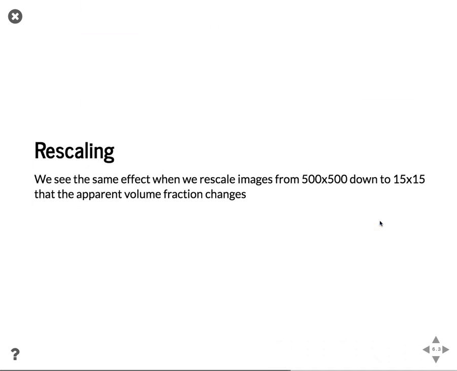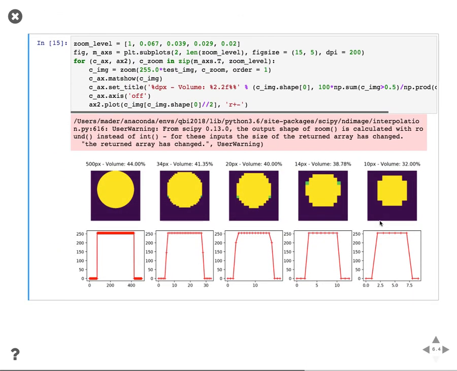You have the same sort of effect when you rescale images from 500 times 500 down to 15, in that you have a number of apparent volume fraction changes. So when you take this original image, you have a volume fraction of 44, and then as you scale it down and interpolate it, you end up not only with a different apparent volume fraction, but you end up with these pixels at the border, which are partially filled.